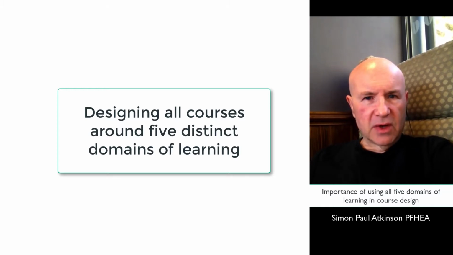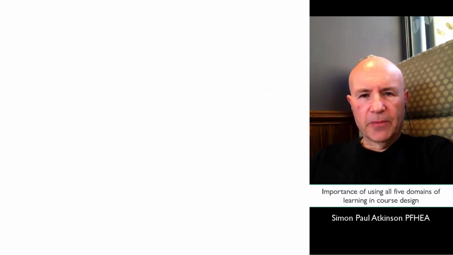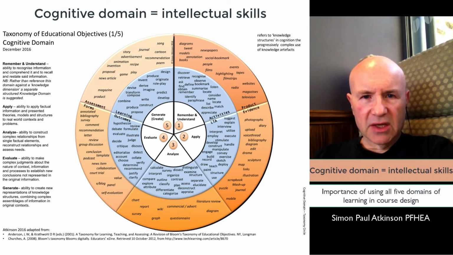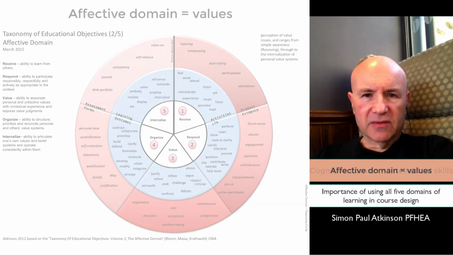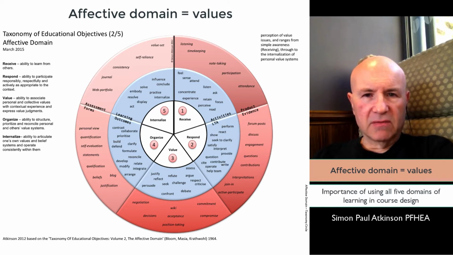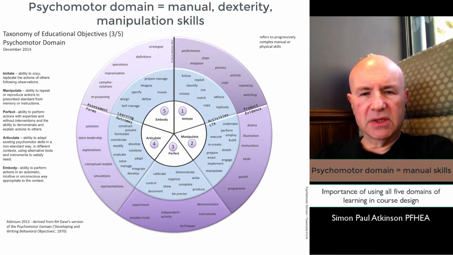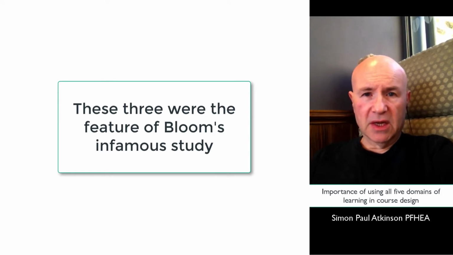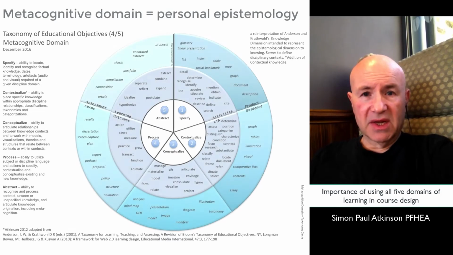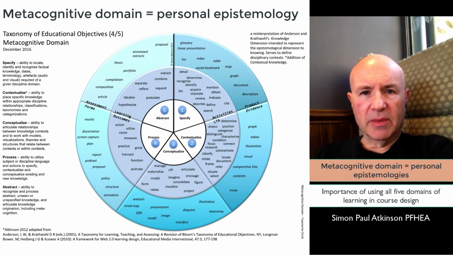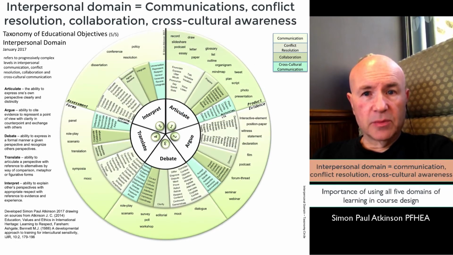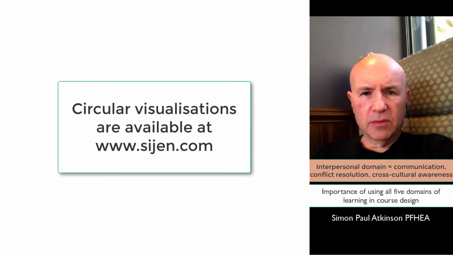So the 5 domains of learning I encourage people to use are the cognitive domain, so those are the intellectual skills, the affective domain, which is the values, effectively, the psychomotor domain, which is manual, physical, dexterity type skill set development, and then 2 that are very often completely neglected in higher education, one of which is the metacognitive, the kind of personal epistemology dimension of learning, and the interpersonal domain, which is very often completely left out of any program design.